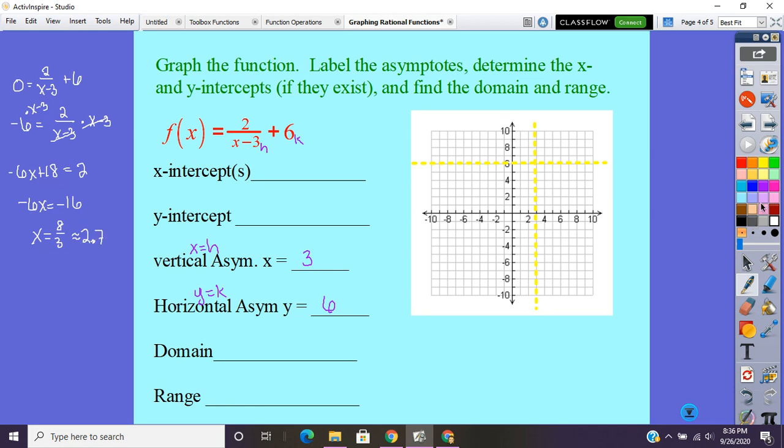That is our x-intercept. What color? There we go. X-intercept, 2.7. If I were to sketch that, it would be right in here somewhere. All right, let's try the y-intercept.